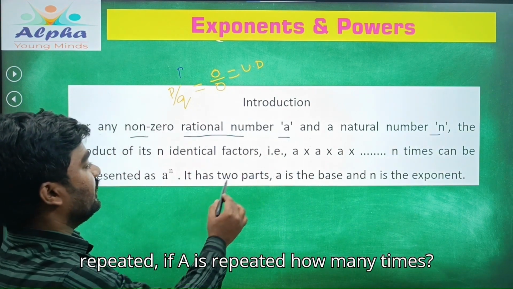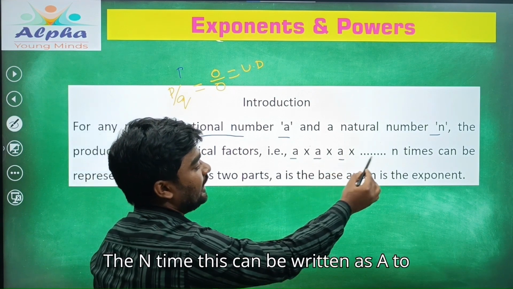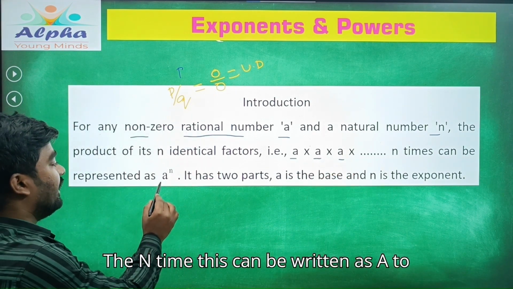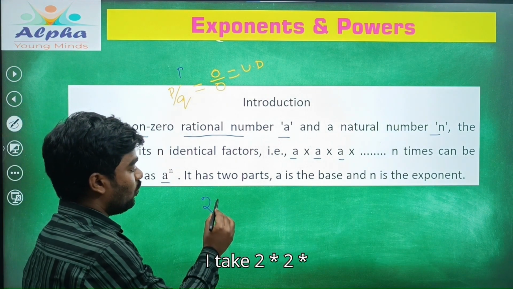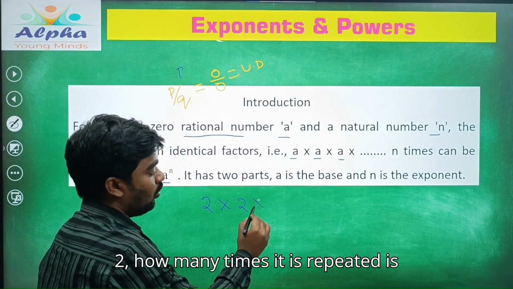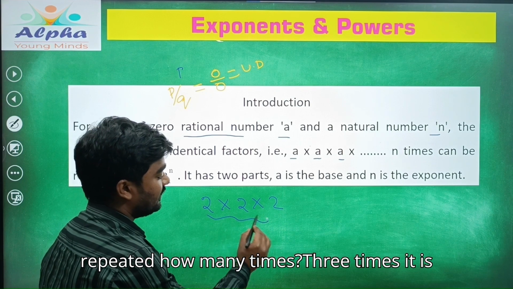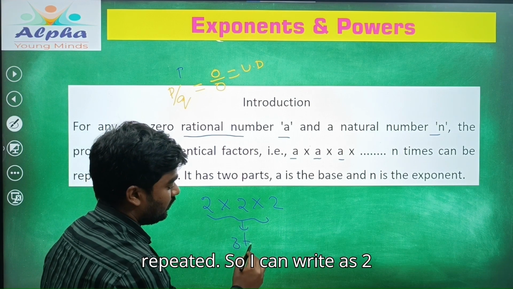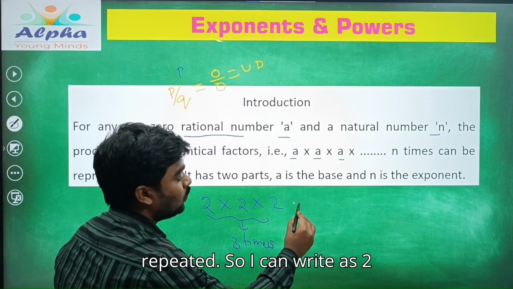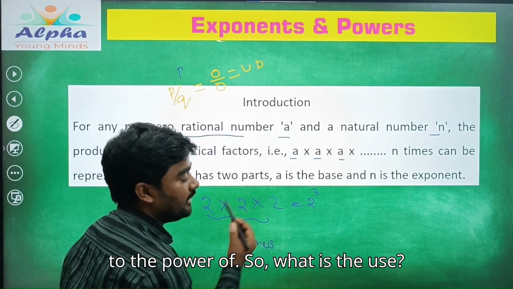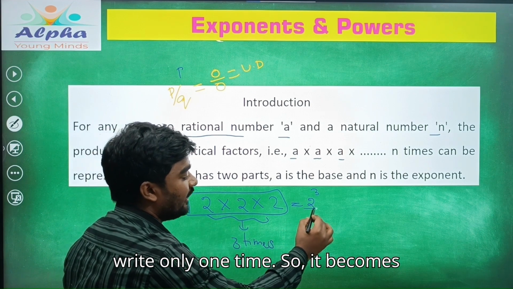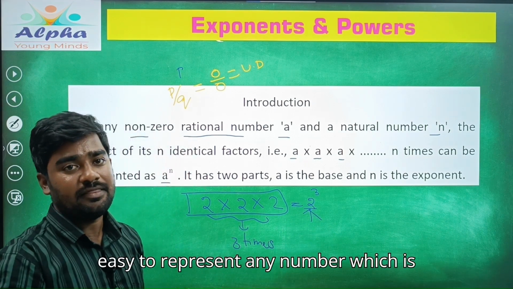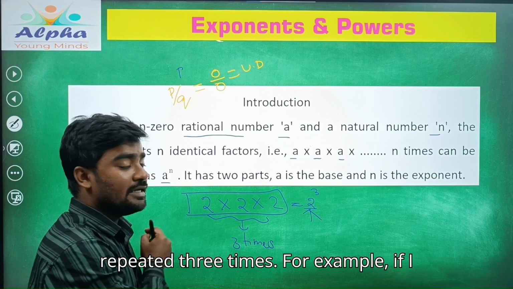If a is repeated n times, this can be written as a to the power of n. For example, if I take 2 into 2 into 2, how many times is it repeated? It is repeated 3 times. So I can write it as 2 to the power of 3. So what is the use? Instead of writing 3 times, we can write it only once, right? So it has become easy to represent any number which is repeated.